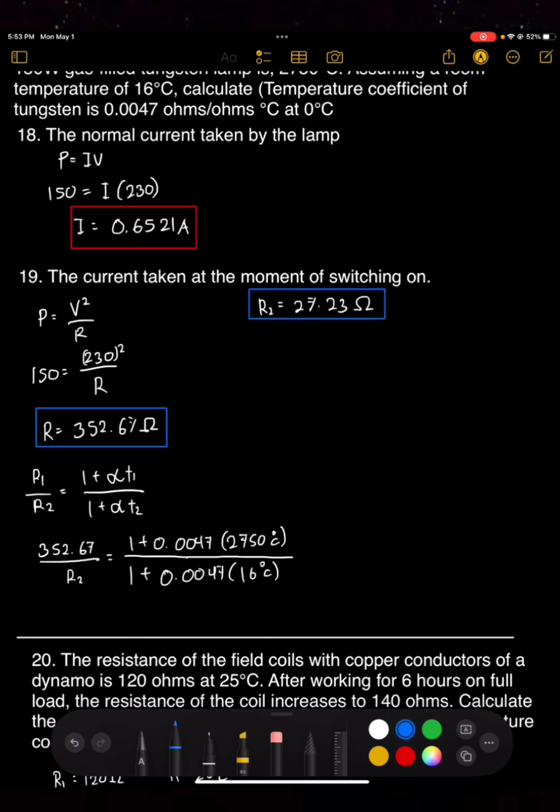Since now our resistances are all complete, we can use the formula V equals IR. The voltage of 230 is equal to I times the resistance 2, which is 27.23 ohms. So we will get the current: 8.446 amperes for number 19.